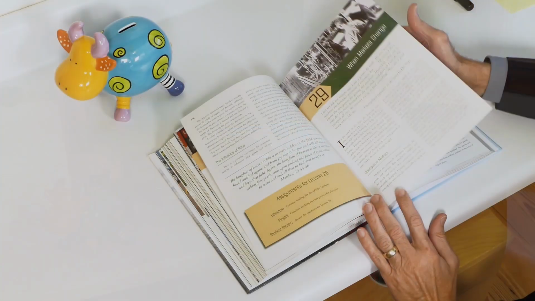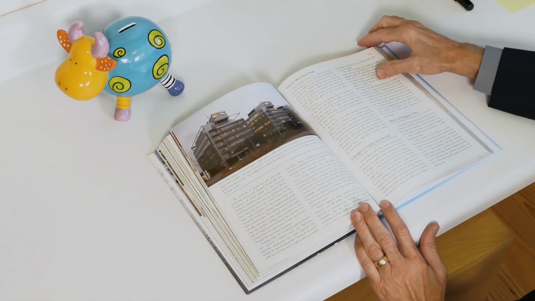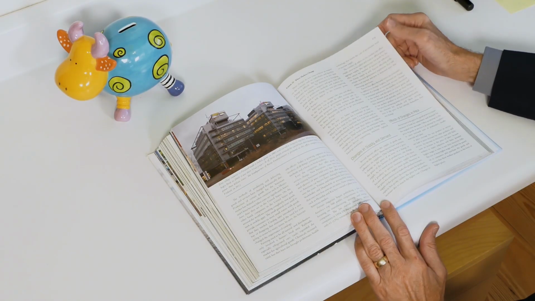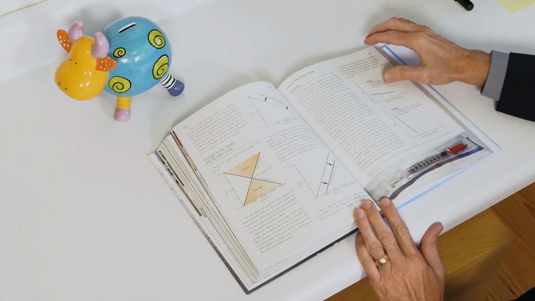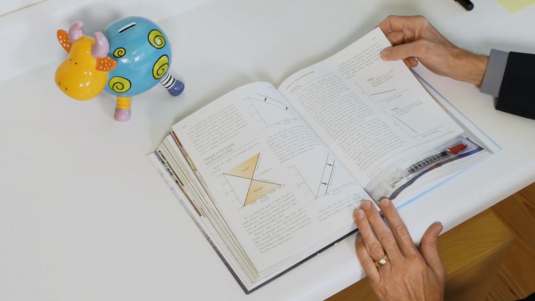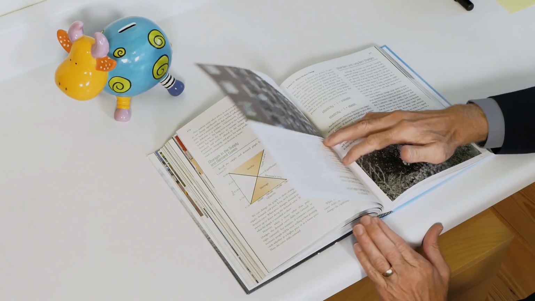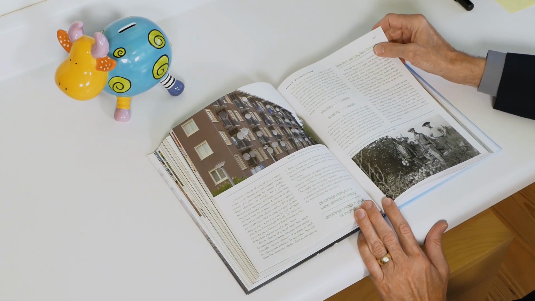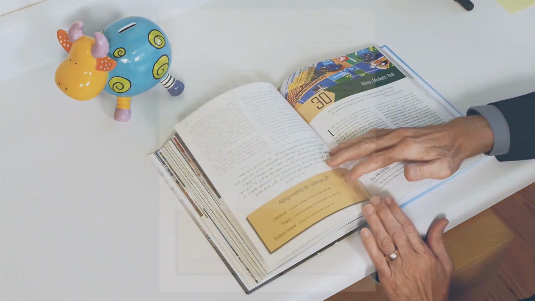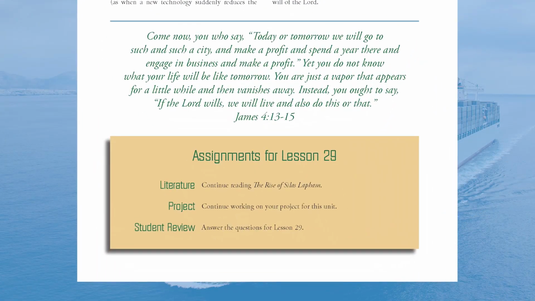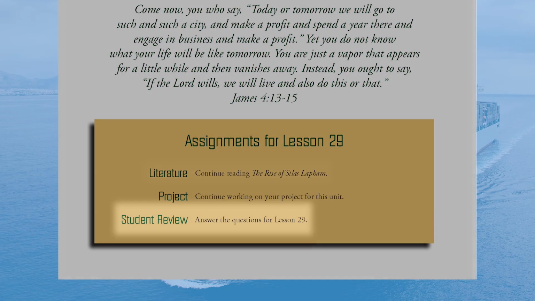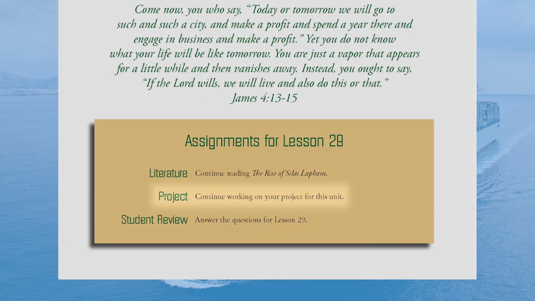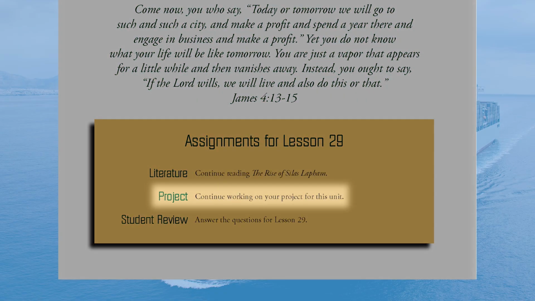Lesson 29 focuses on why economic markets change and what it means for businesses and consumers when those changes occur. Change is constant in the world around us, and the economy is no exception. Students look at the factors that can lead to shifts in the economy in the short term and long term. The student reads the assigned literature title, completes review questions, and continues work on their unit project.